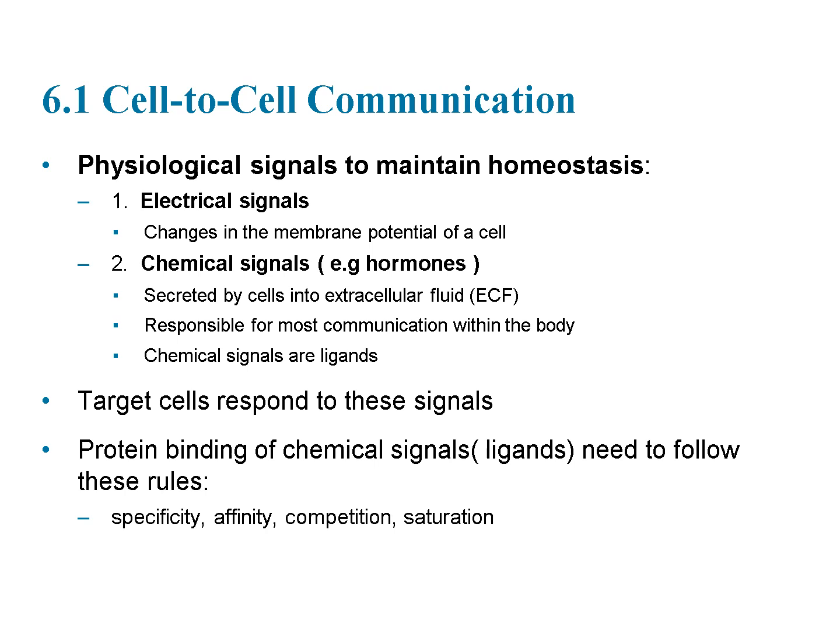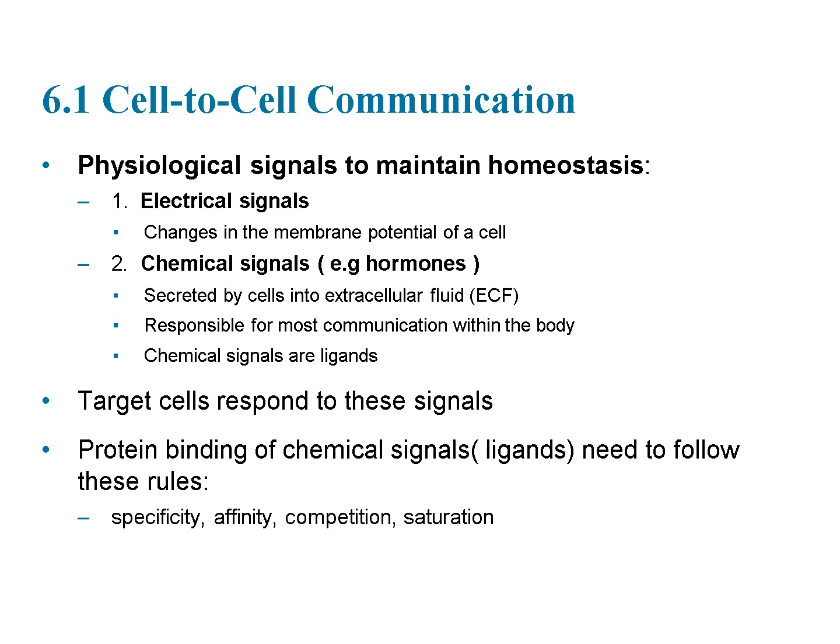When ligands bind to their receptors, they follow important rules: specificity, affinity, competition, and saturation. Specificity ensures the signal binds to the right target. Affinity measures how strongly they bind. Competition can occur when multiple ligands vie for the same receptor, and saturation happens when all available receptors are occupied, limiting the response. Together, these mechanisms allow cell-to-cell communication to be efficient and precise, ensuring that the body's complex processes stay in balance.